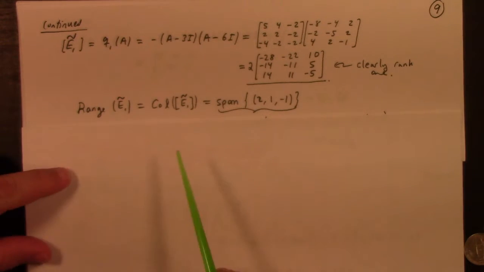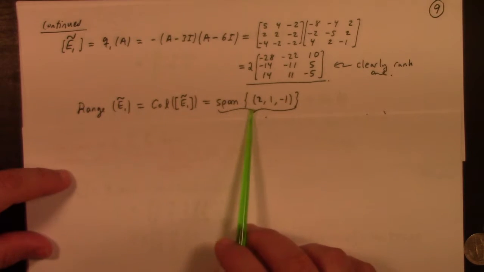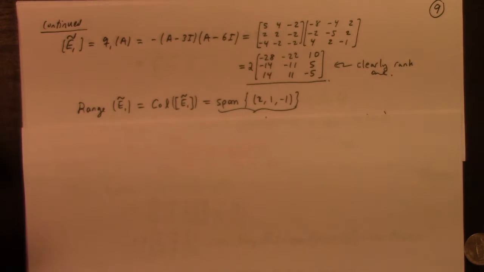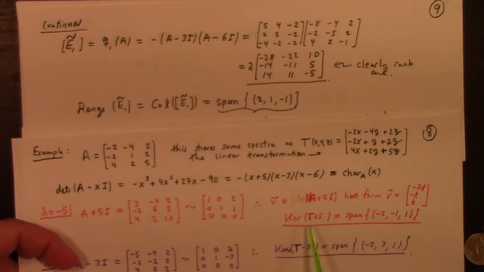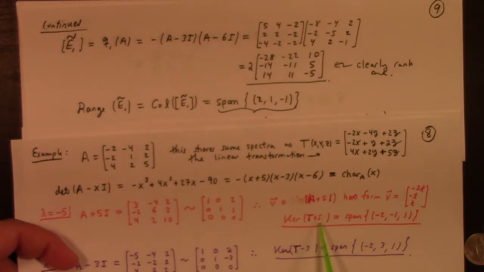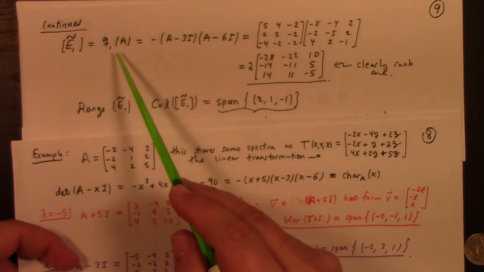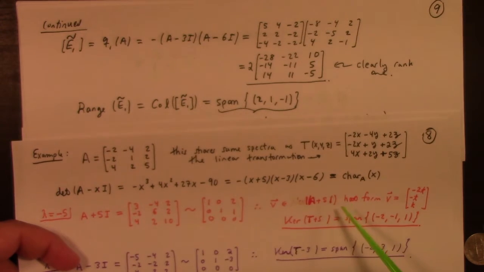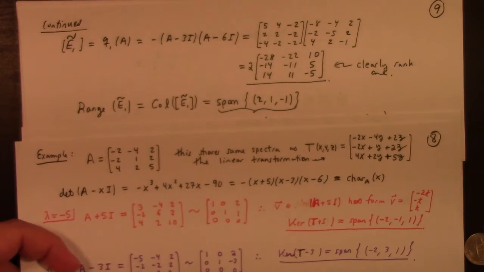So the range of E1 tilde, in other words, is the column space of the matrix of E1 tilde. In fact, that's the span of 2, 1, minus 1. Well, what do you know? That was almost exactly the kernel of T plus 5. So in other words, the range of the transformation we got from dividing out the x plus 5 factor in the minimal polynomial has given me, as its range, the kernel of everything that we divided by. Interesting. Cool.